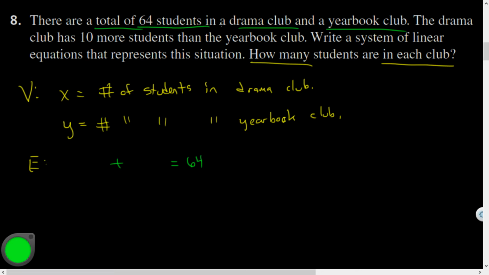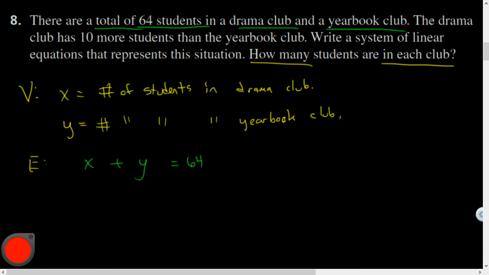Right, but I need to write it based off of facts that they've given me. So they said the total number of students in both clubs is 64. I have variables that represent the number of students in both clubs. I'm going to get there. I think I'm going to get where you're going. But my first fact, I would say the total number of students in drama club plus the number of students in yearbook would equal the total number of students. So x plus y equals that.